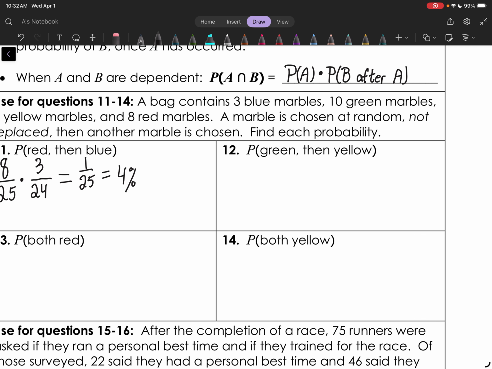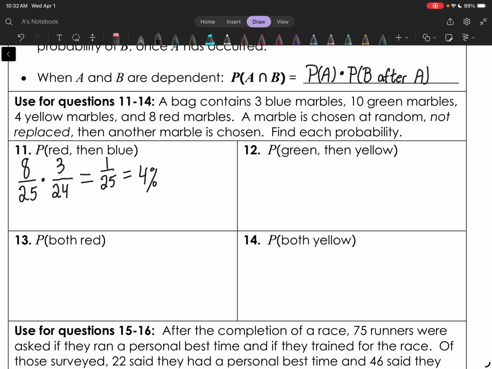What is the probability that both are yellow? If I have 4 yellow marbles at the beginning out of 25, I pull one out, so I no longer have 25 marbles, I have 24 marbles. Furthermore, because the marble I already pulled is yellow, I have 3 yellow remaining. This is 1 over 50, 2%. Try 12 and 13.